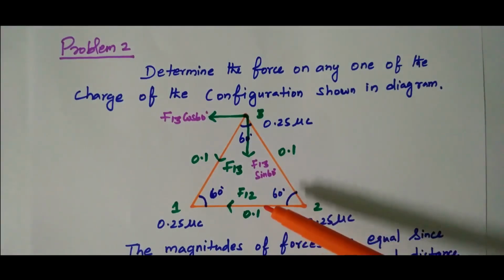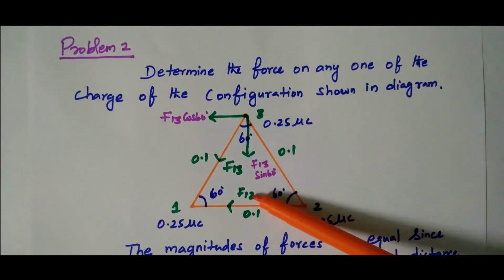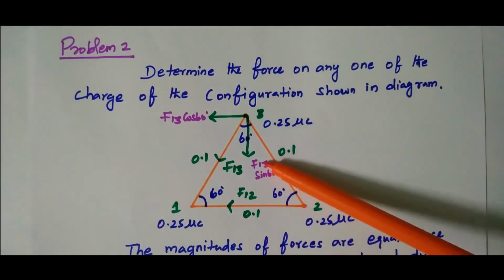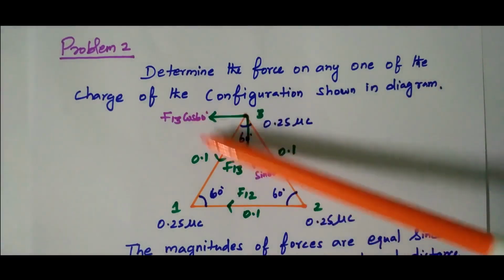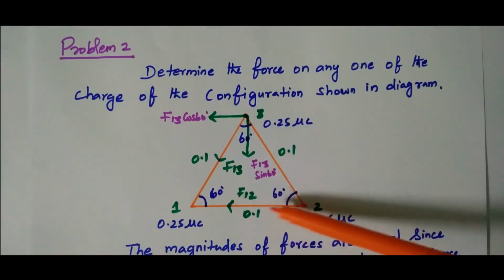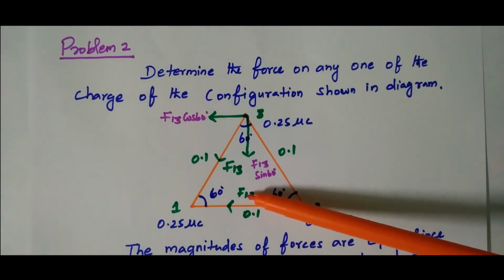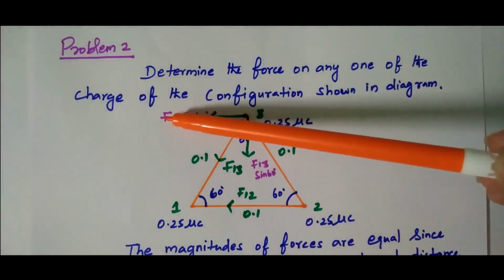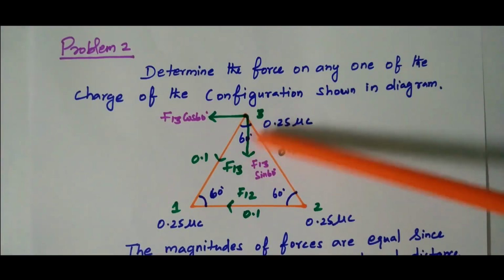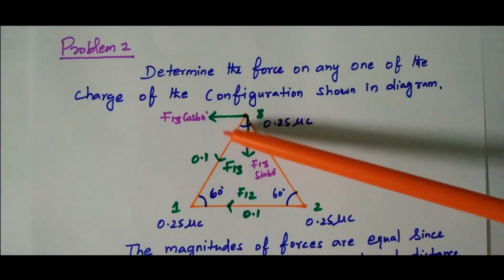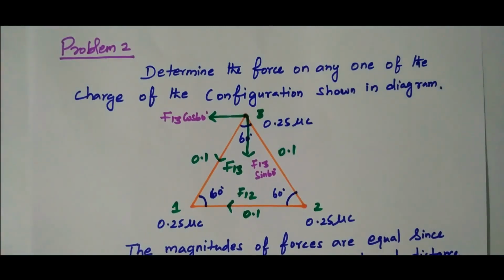Now we have three different components available: F12, F13 sin 60, F13 cos 60. Two of these are horizontal components. From the diagram itself, we can easily understand that F12 and F13 cos theta are horizontal. The only vertical component is F13 sin 60. Now we'll find these values one by one.